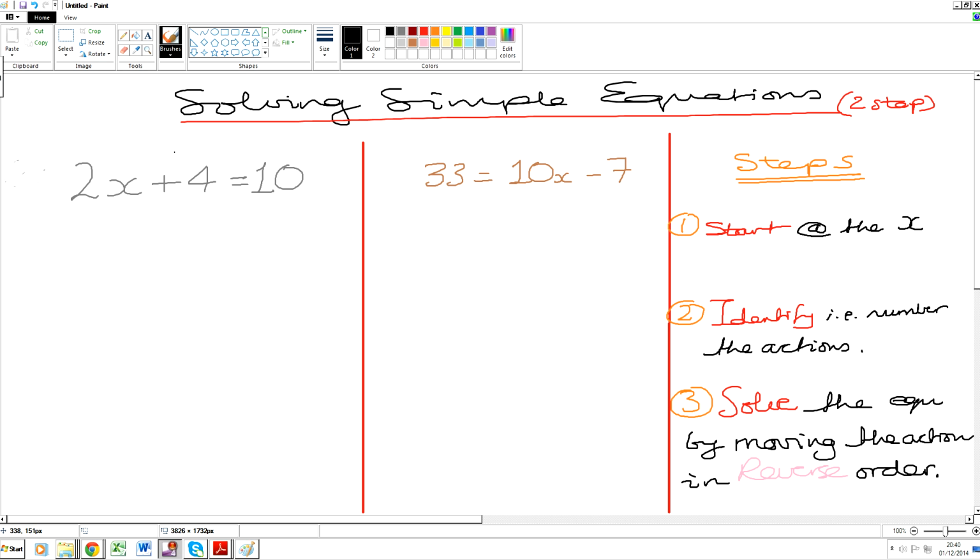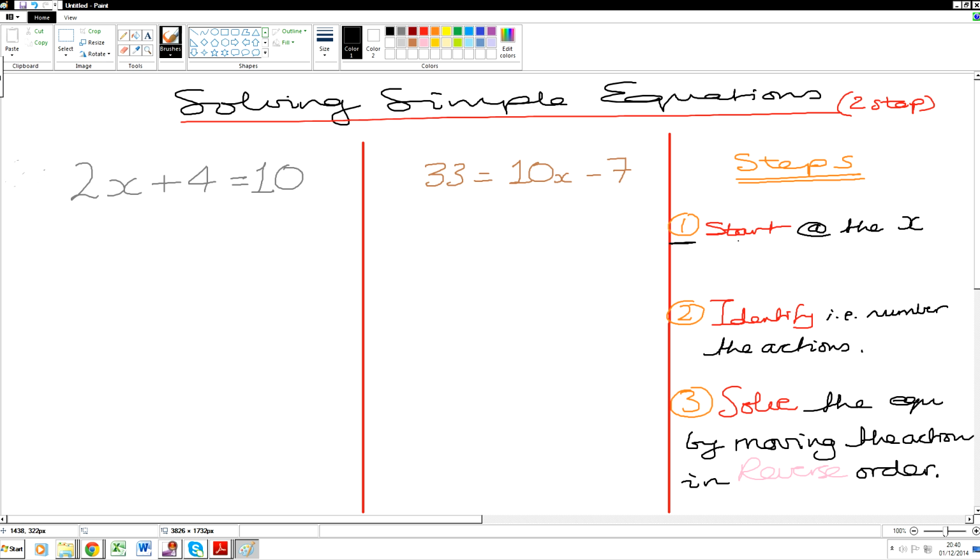Right. When we solve these two-step linear equations, we follow the following steps. Number one, you always start at the x. So for example, here, we're going to put a little arrow to indicate that we are going to start at the x.